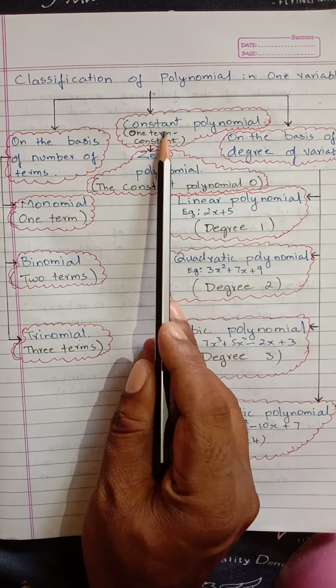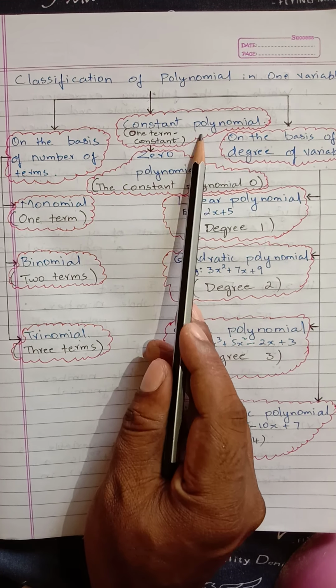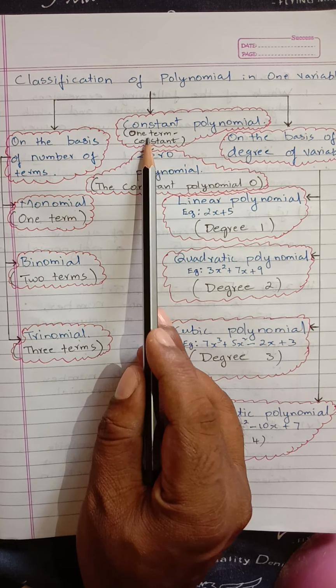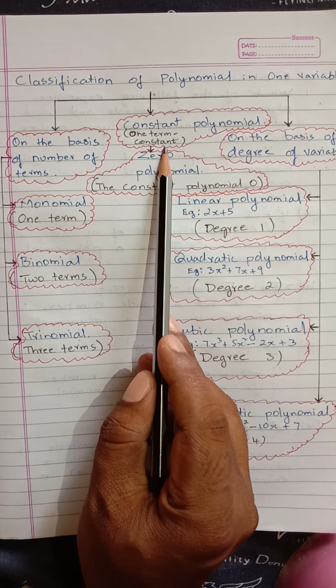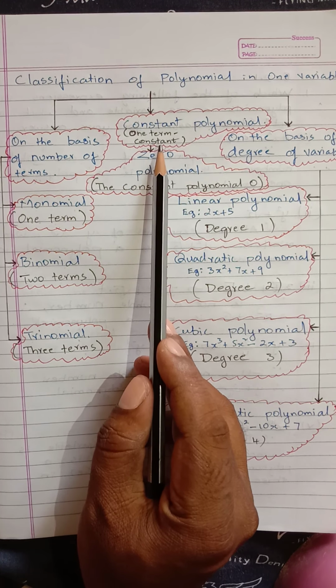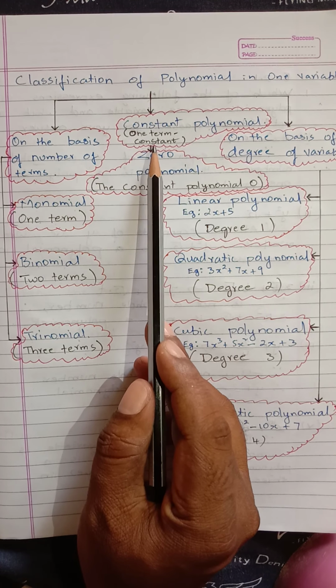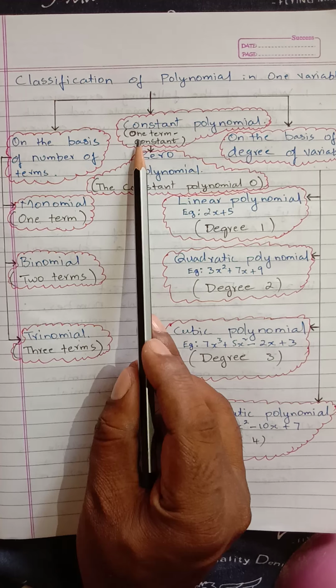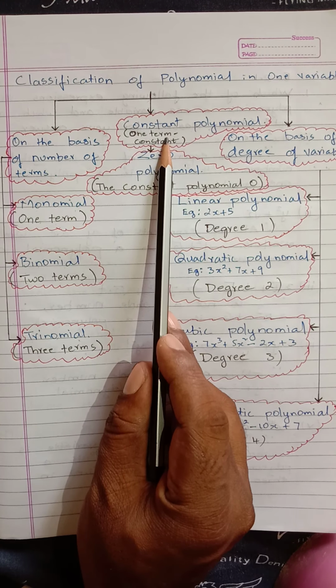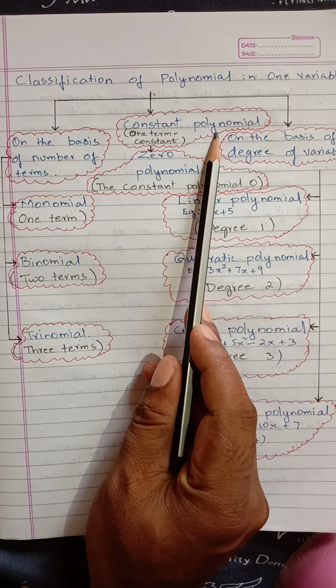Second one, constant polynomial. What do you mean by constant polynomial? A constant polynomial is when we have only one term, and that too a constant, that is any number like 1, 2, 3, 4. If we have a constant alone, then it is called a constant polynomial.